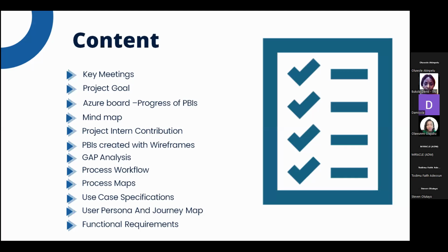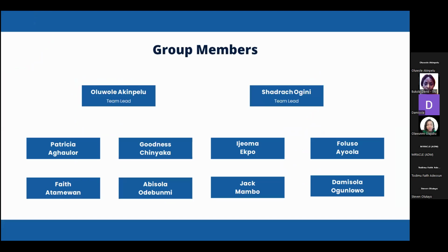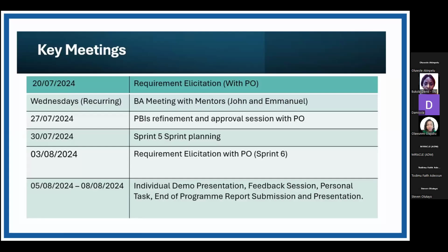Next slide. This is the content of the presentation. Next slide. These are my group members. Next slide. These are the key meetings we've had within the sprint, and feedback, called the individual presentation, feedback section, personal tasks.